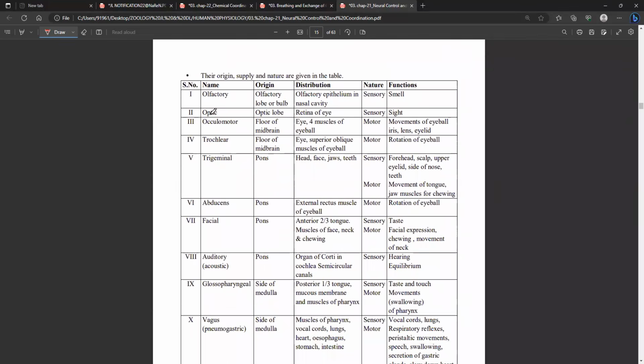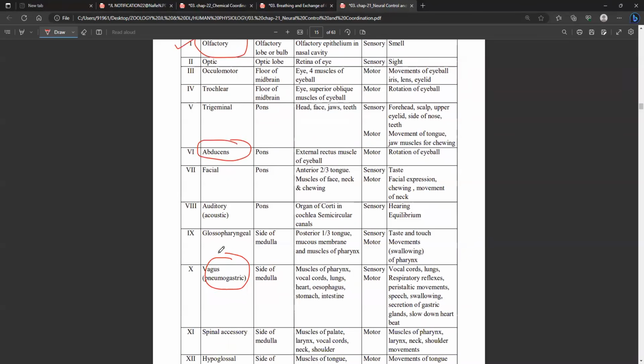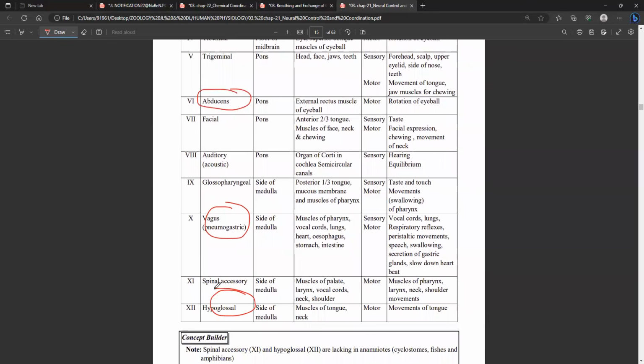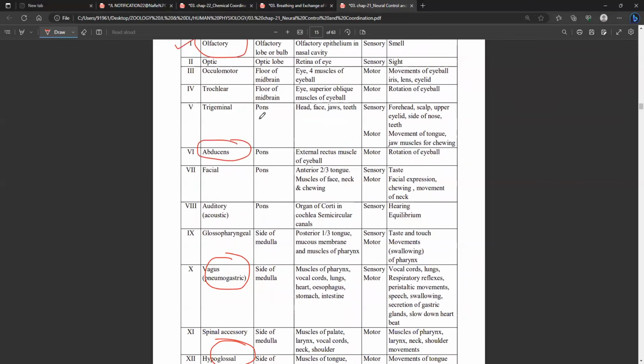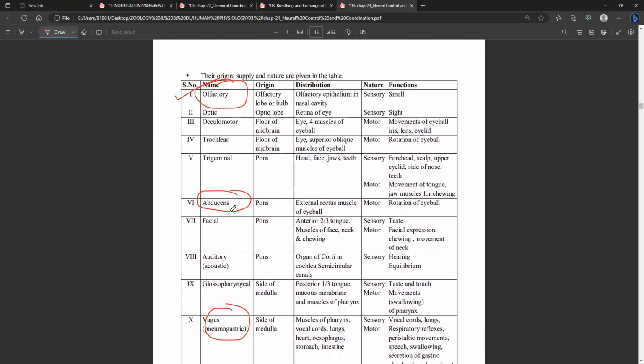Then I want you to read all kinds of neurons and all kinds of skeletal system muscles, as well as their functions. Suppose olfactory, which function are they involved in? Abducens, involved in which function? Vagus, which is involved in which function? Hypoglossal, which is involved in which function? So they are also extremely important for the exam.